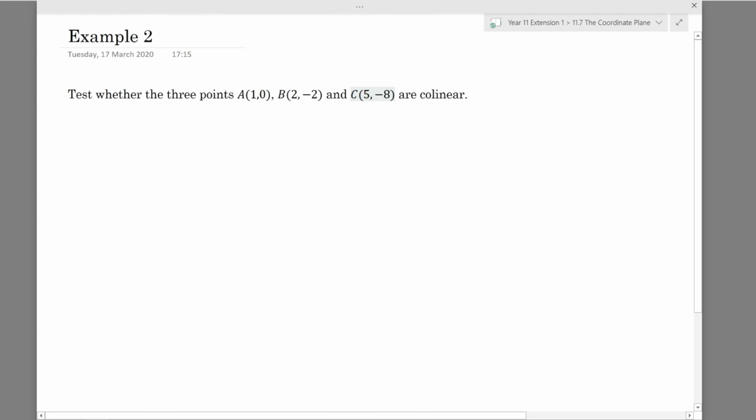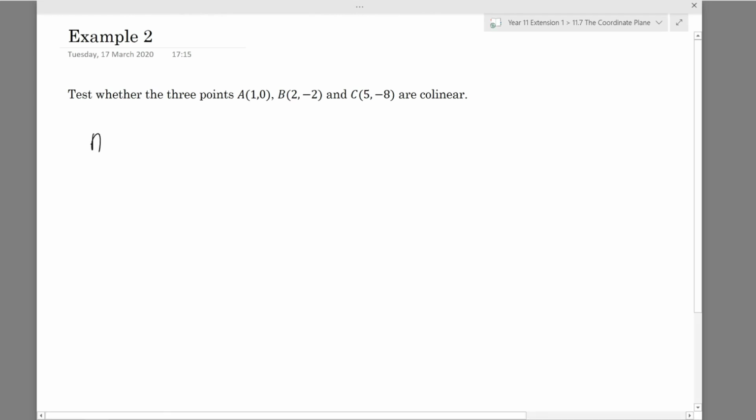Test whether the 3 points, A(1, 0), B(2, -2), and C(5, -8). Looking back over to my notes on the side, I remember that these are correct, so that's all good. Now, what I need to do is check to make sure these 3 points are collinear. So all I need to do is check A and B, and then B and C, and because we've got that common point of B, if the gradients are the same, then these lines must be collinear.